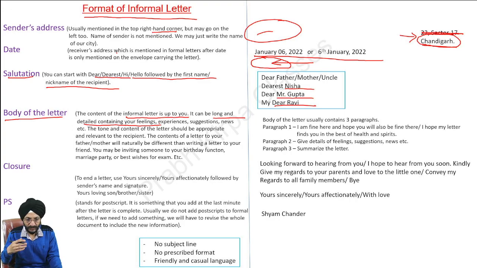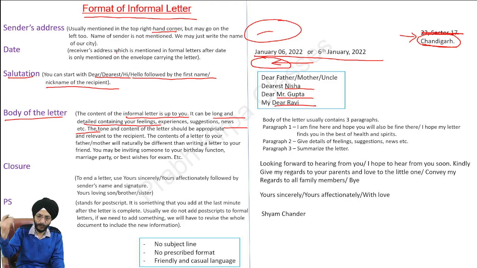It is very long. It contains the details of your feelings, experiences, suggestions, or the news. You have passed the examination and you want to tell the same to your father. It depends upon the news. You want to congratulate your friend on his passing the examination, or you have visited a holiday, you have visited a very remote place and you want to tell your experiences or your feelings.